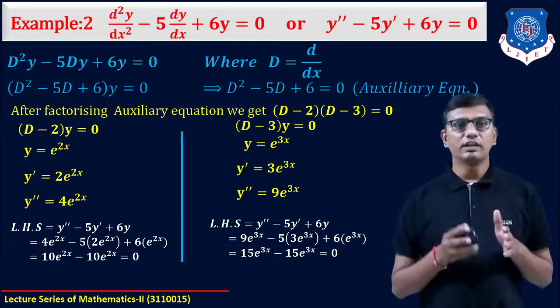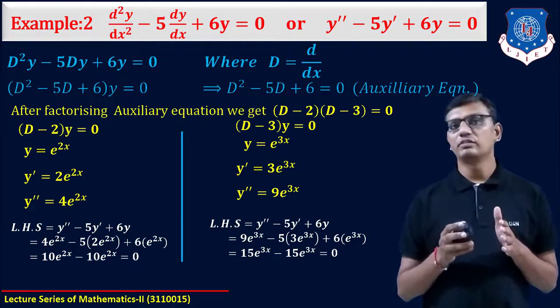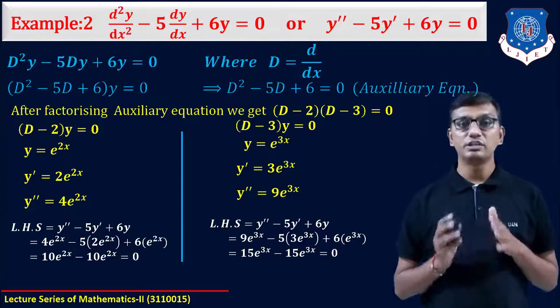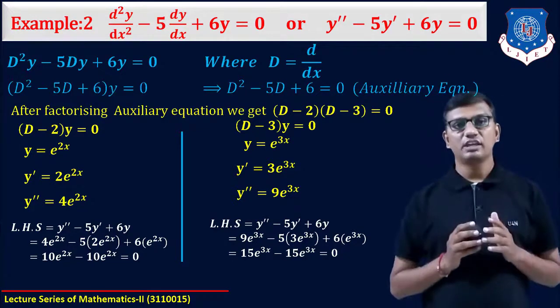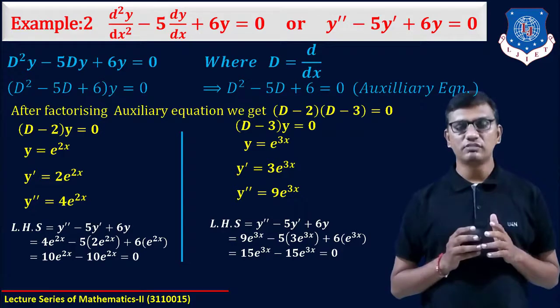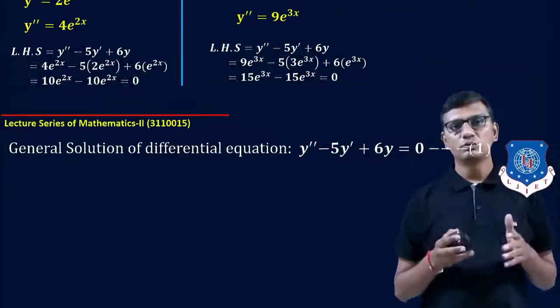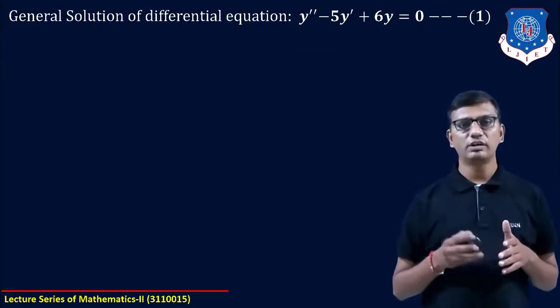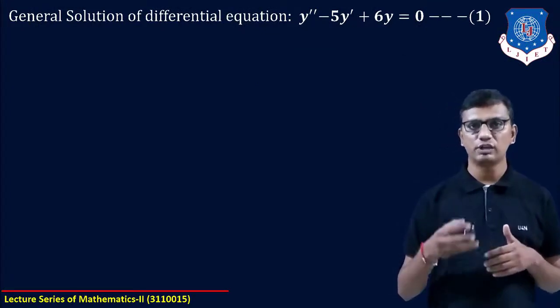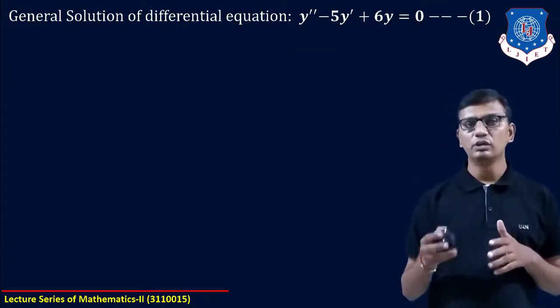But here y = e^(2x) and y = e^(3x) are particular solutions of our second order ordinary differential equation. We want to find the general solution. So let us see how to find the general solution of our differential equation y'' - 5y' + 6y = 0.